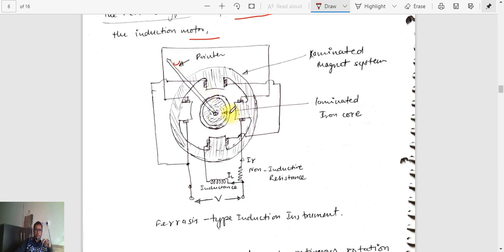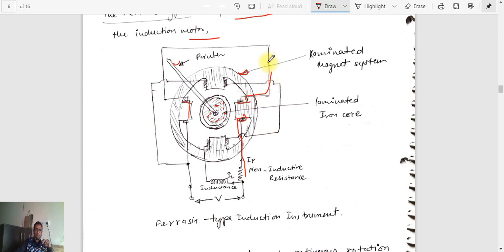This is the pointer for this. This is the spring connected to this, and this is the iron core also, and this is the pole laminated magnet system, where two poles are connected with non-inductive resistance, IR flowing in this pole.